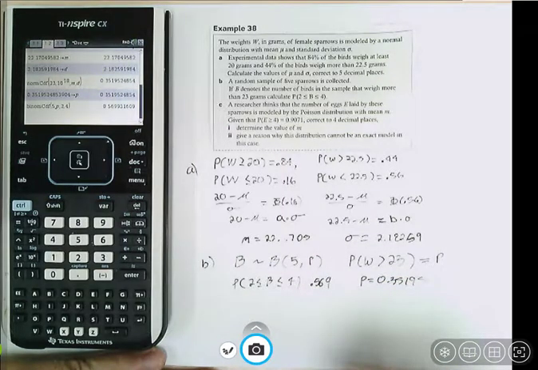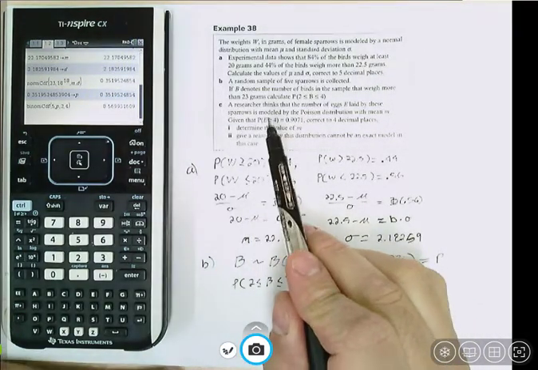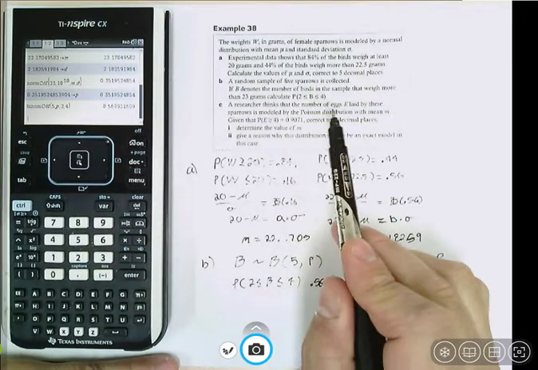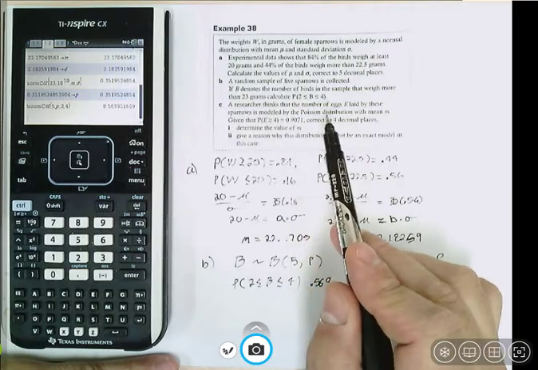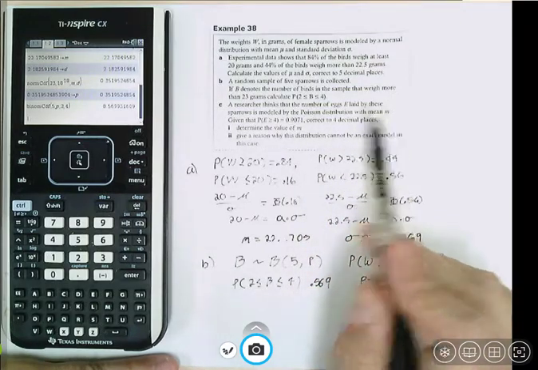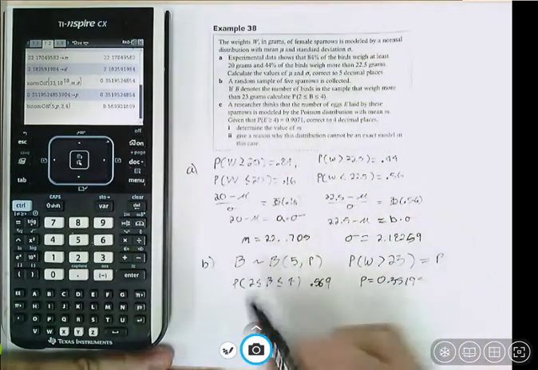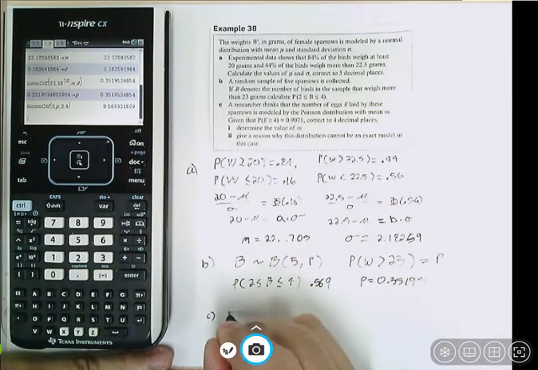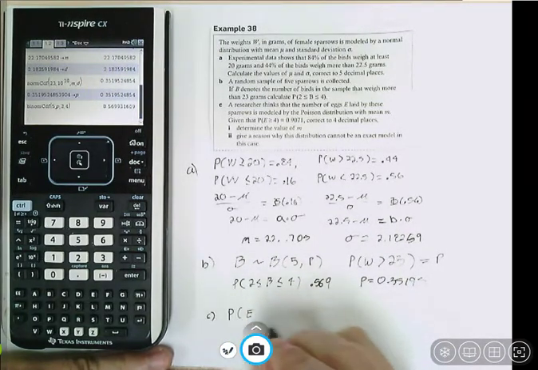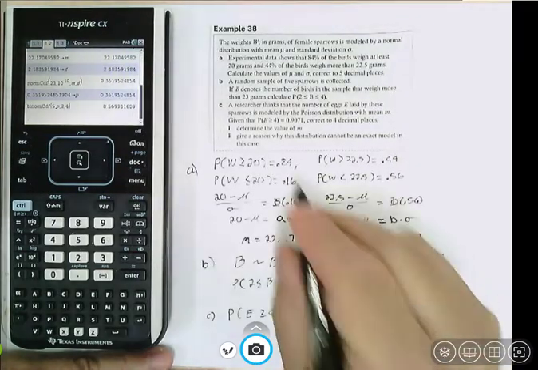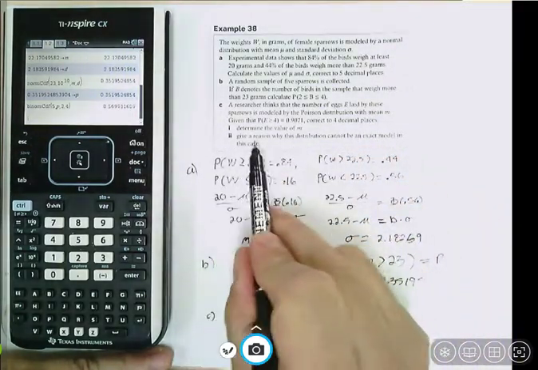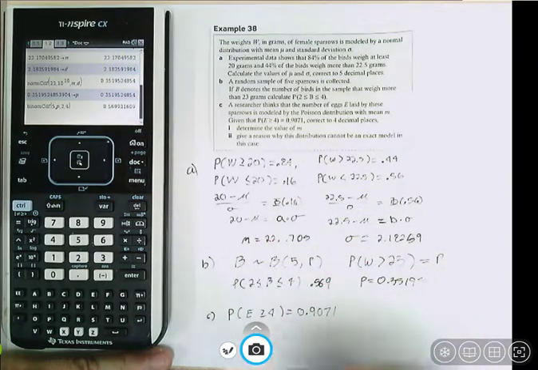So that's that one. Last one, it says a researcher thinks that the number of eggs E laid by the sparrows is modeled by a Poisson distribution with mean M. Given that the probability that E, so we're looking at C here, the probability that those eggs are greater than or equal to 4 is equal to 0.9071, correct to 4 decimal places. First, they want to find out the value of M, because they didn't give us the mean, right?